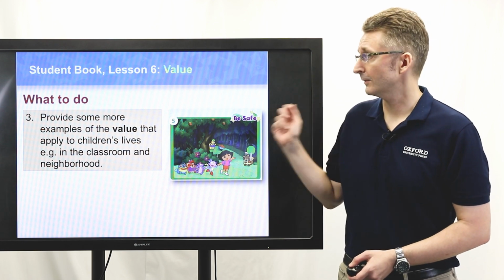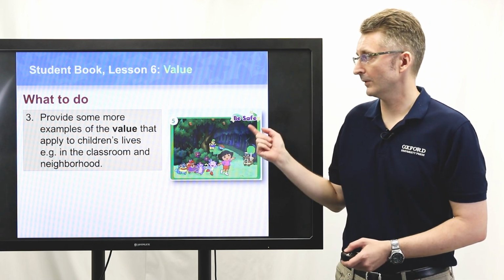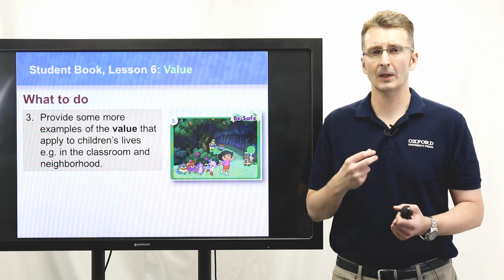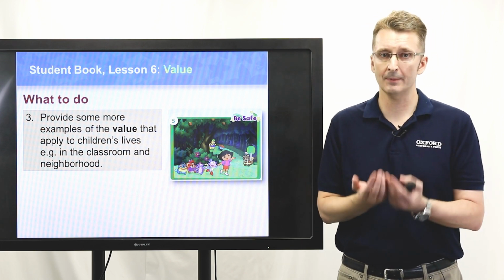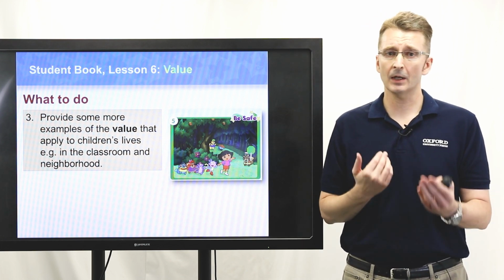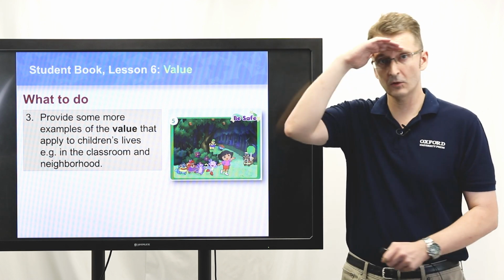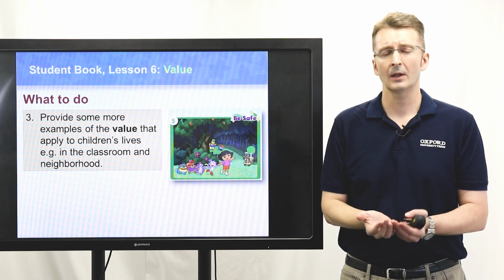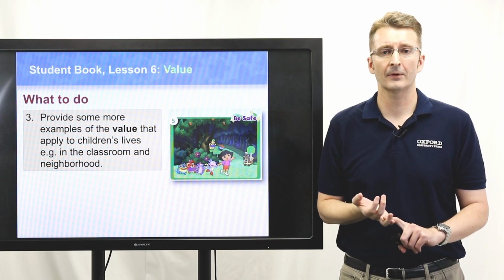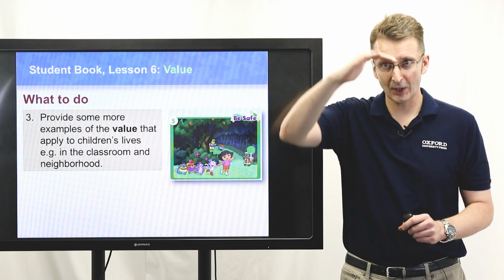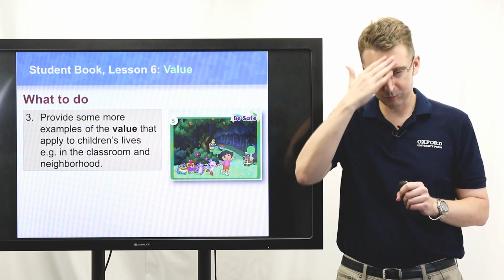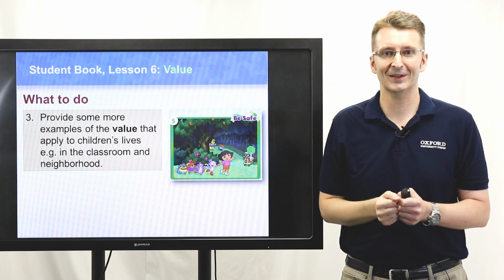Step 3, provide some more examples of the value that apply to children's lives, for example, in the classroom or in their neighborhoods. So you could start by asking children if they hold hands and look when they cross the road or cross the street. And what else do they do to be safe? For example, do they look ahead when they are running so they don't, boom, bump into a door or something like that.